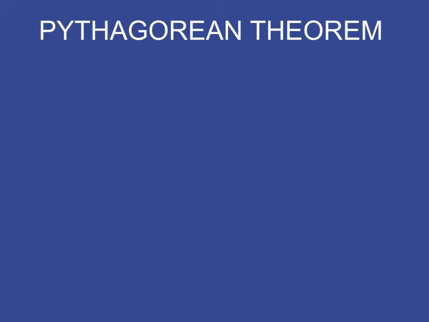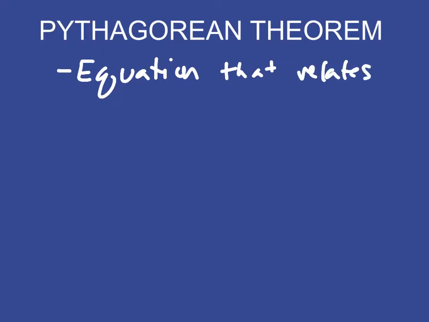Now, the Pythagorean Theorem is an equation that relates the three sides of a right triangle. So an equation that relates the sides of a right triangle.